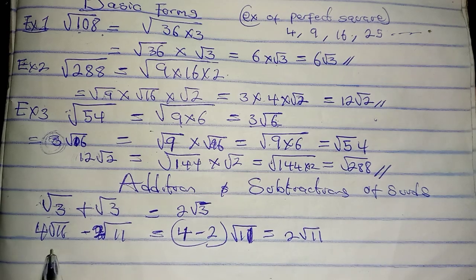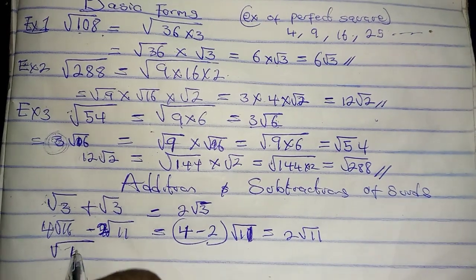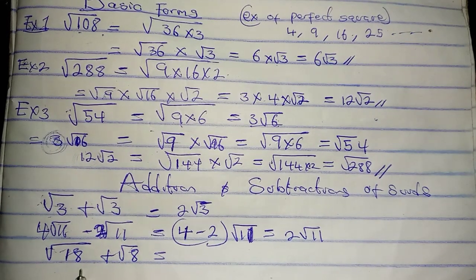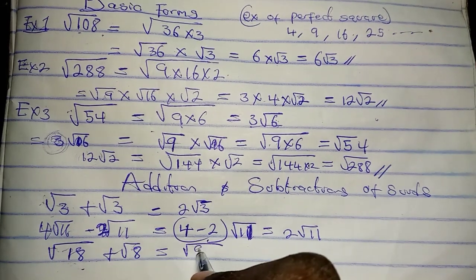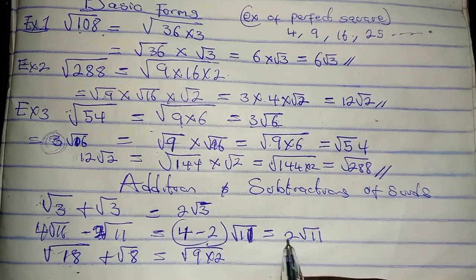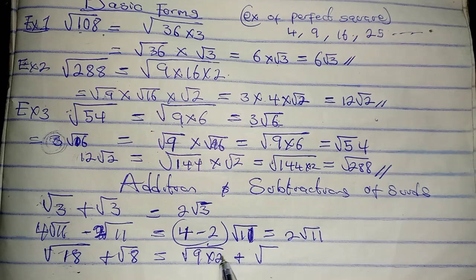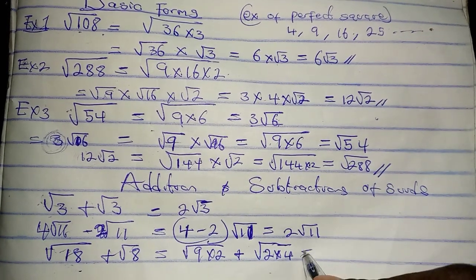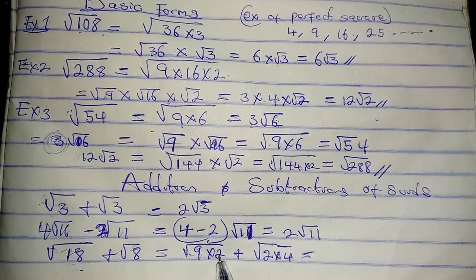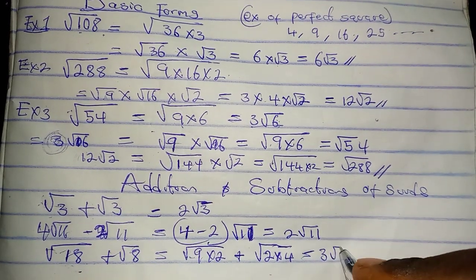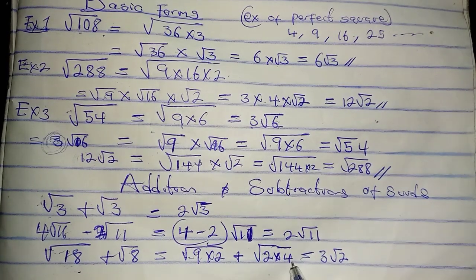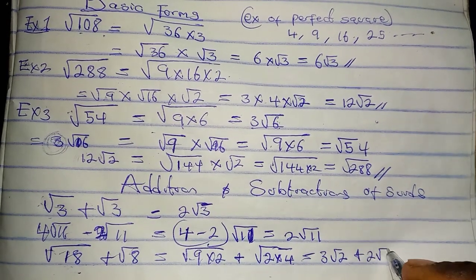Also, for a question like this, we have root 18 plus root 8. We can express this in its basic form, which is root 9 times 2. And we can also express this, don't forget, as root 4 times 2. Don't forget, root of 9 is 3, times root 2. We have 3 root 2. We have solved this here. I hope you haven't forgotten. And here we have 2 root 2.